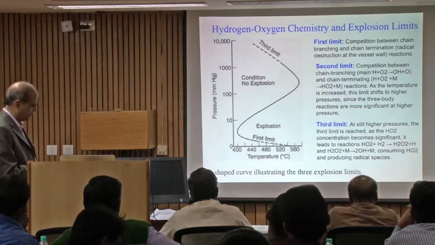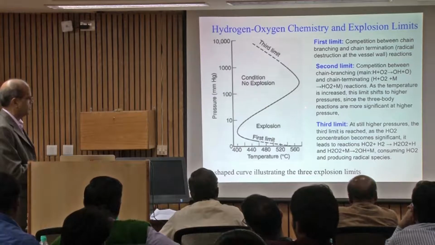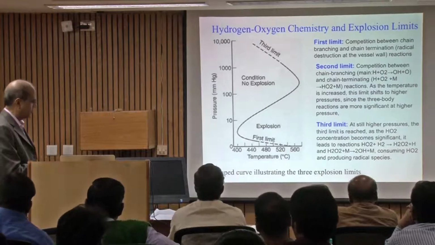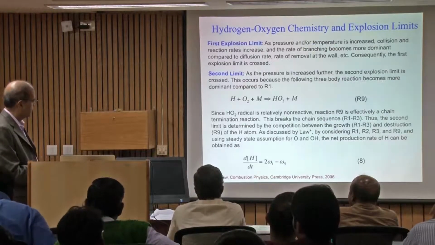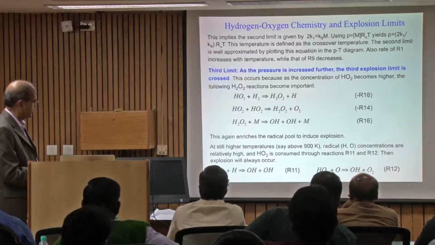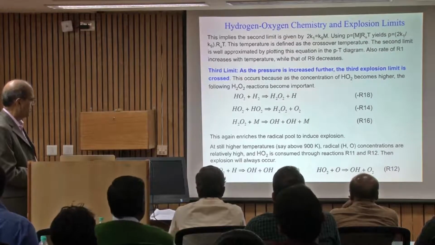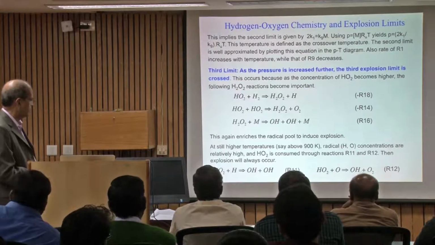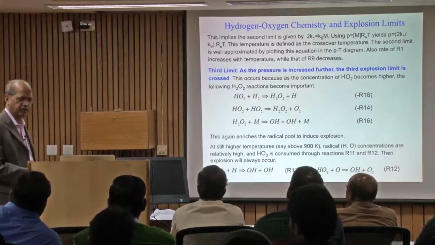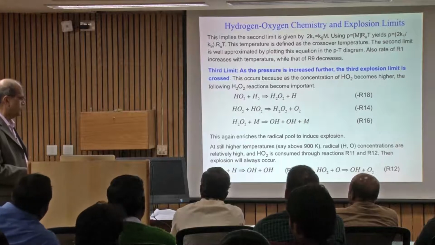Another thing is if the temperature is very high, let's say pressure is 10, but you are already here in the temperature. At very high temperature, above 900, you don't have to worry about these limits, because the radical species concentrations are high, and when H and O are high, other reactions become more important. Then you don't have to worry about this third limit at all. You go into the reactive state just because of high temperature.